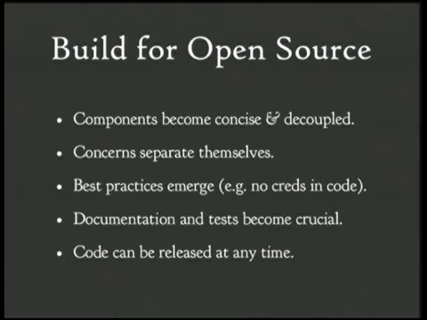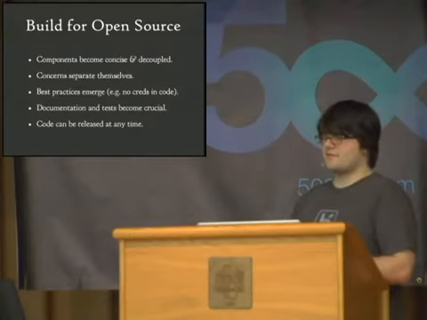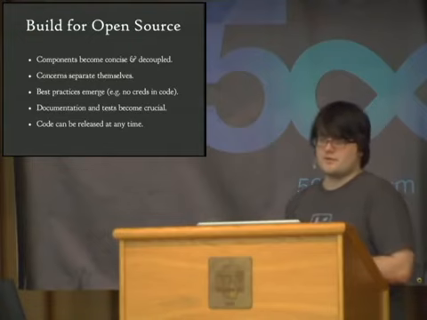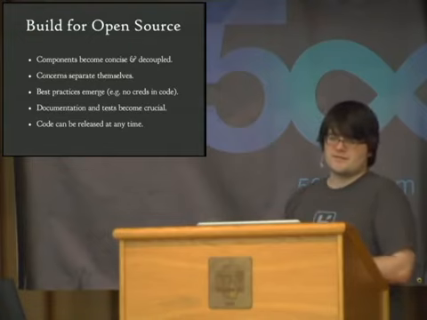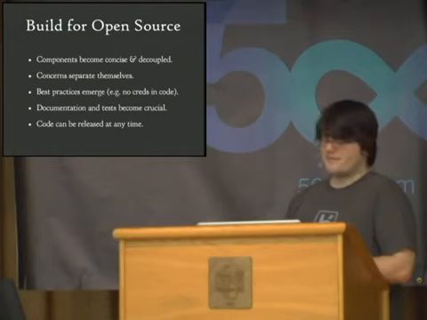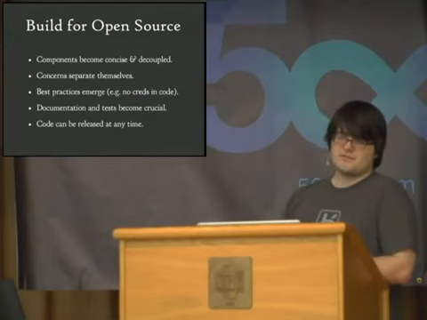You have different components that become really concise and decoupled from one another. Oftentimes you have really big code bases that, when they're internal and undocumented, start calling each other directly and are very tightly coupled. If you treat everything as if it's an open source project, a lot of these things just magically disappear, because an open source project is only as valuable as the documentation that you provide. If it didn't have any documentation, no one would be using it. And I think the same applies for internal code.